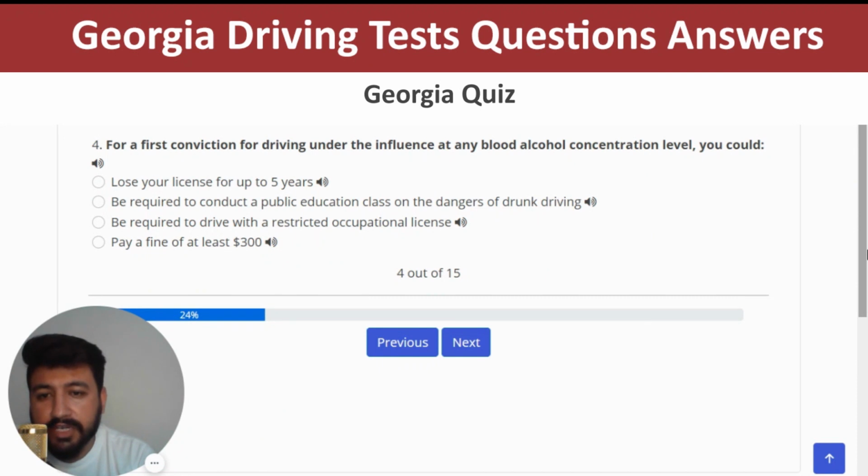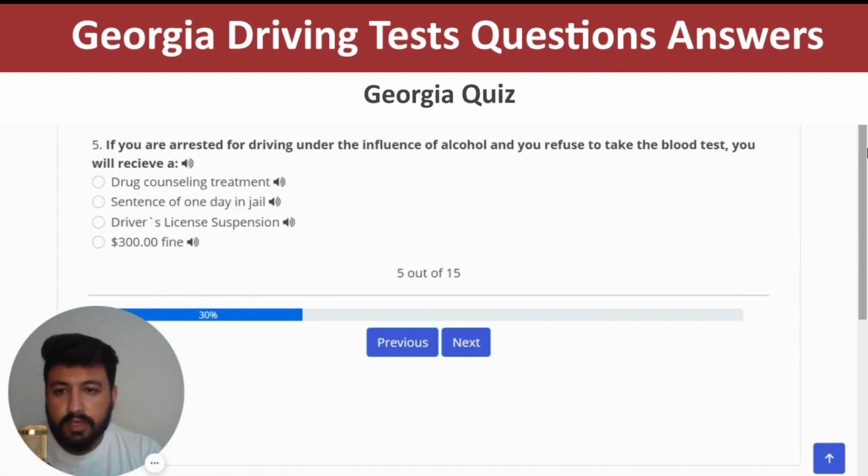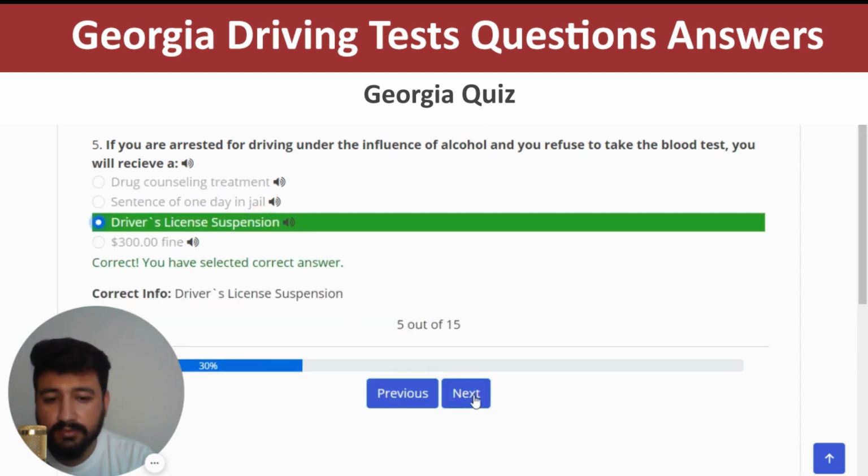For a first conviction for driving under the influence at any blood alcohol concentration level, you could. The right answer is pay a fine of at least $300. So I'm going to click on the last option, correct, and next. If you are arrested for driving under the influence of alcohol and you refuse to take the blood test, you will receive a. The right answer is driver's license suspension. So I'm going to click on the third option, next.